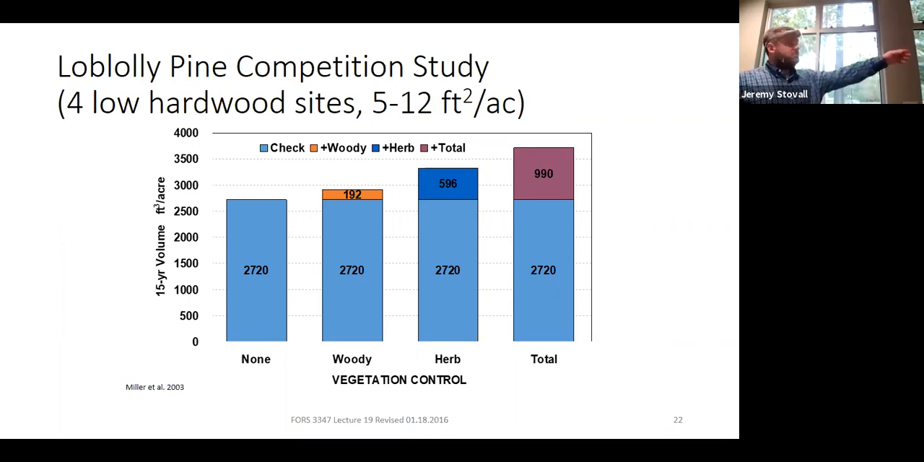Okay, clearly herbaceous weeds were an issue there. You got 3 times the growth response from that treatment, so close to 600 cubic feet per acre over that 15-year period. And then the interaction is more than additive. 200 plus 600 should equal 800, but when they applied both, it equaled almost 1,000. And so that's what you want to see ideally.